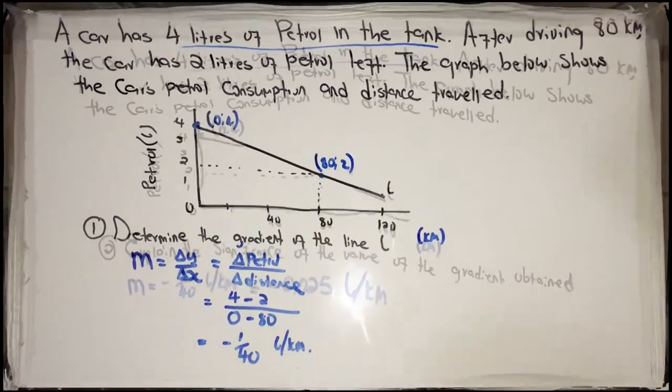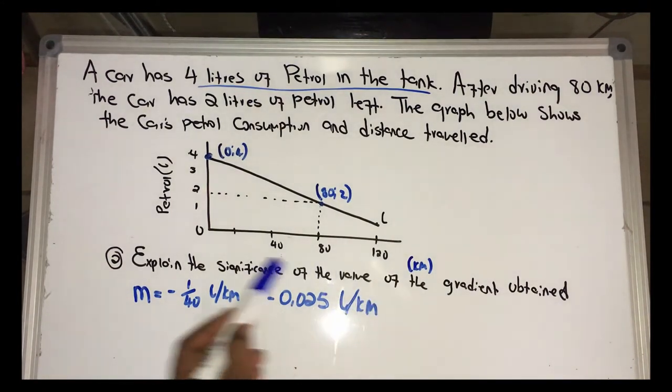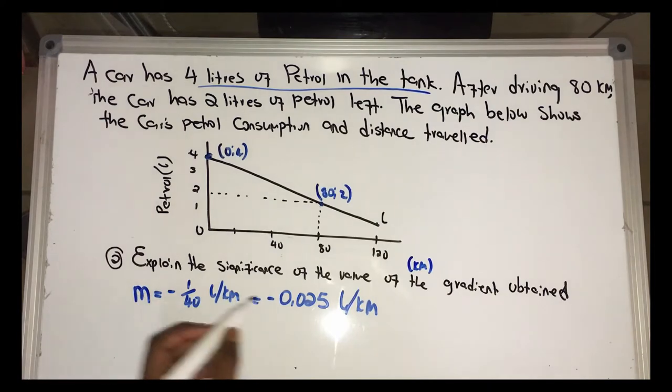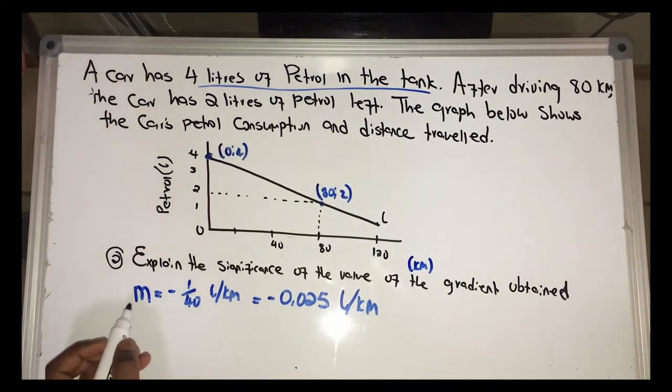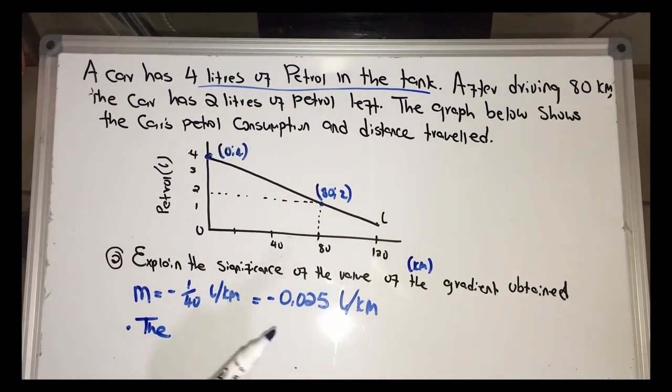Like on the last question, explain the significance of the gradient obtained. We found the gradient from the previous question to be minus 1 over 40 liters per kilometer, which is the same as minus 0.025 liters per kilometer. Now we need to explain what this means, the significance of this value. There are two things we learn from this value. The first one is that the car consumes 0.025 liters for every kilometer traveled.